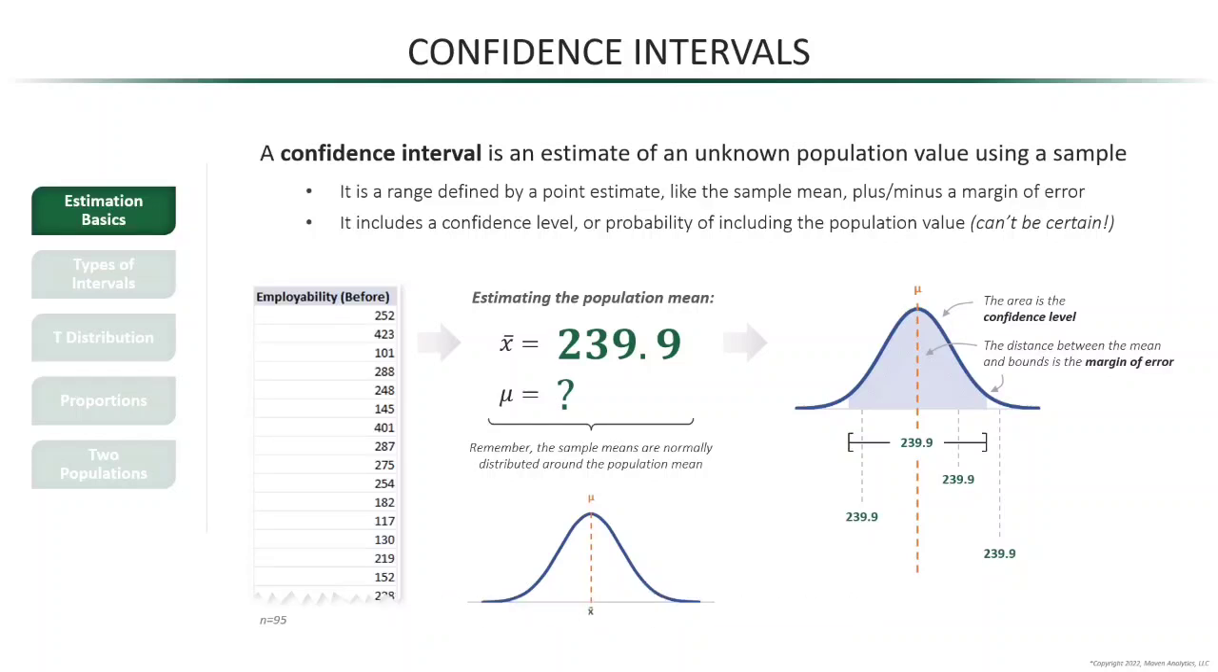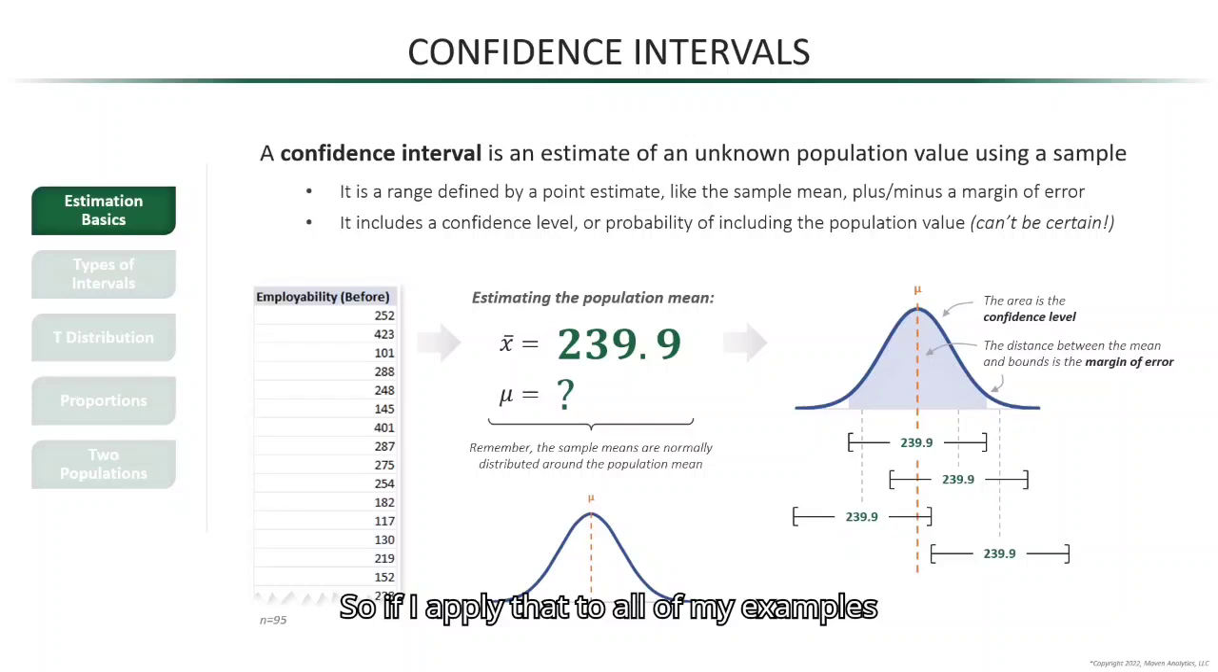So we can add that margin of error to both sides of our point estimate, and we have our confidence interval. So if I apply that to all of my examples here, the confidence interval is exactly the same. It's our point estimate of 239.9 plus minus the margin of error. I'm just illustrating different possible scenarios, since again, we don't know what the population mean actually is. We don't know what that orange line is.